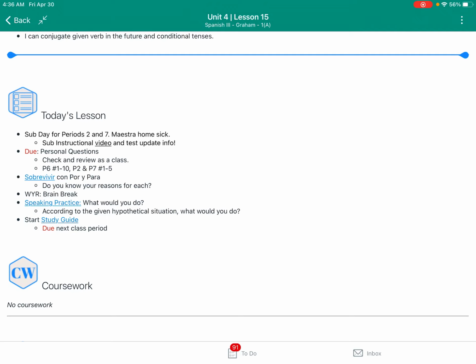Okay, so the speaking practice is a hypothetical. Like the first one, I think, says, if I was a lawyer, I would. So it prompts you to answer in the conditional form using the vocab. So if I were a lawyer, I would make a lot of money. Now you guys do not have to come up with that. If I were a lawyer, if I were a plumber, or if they were fired, they would.